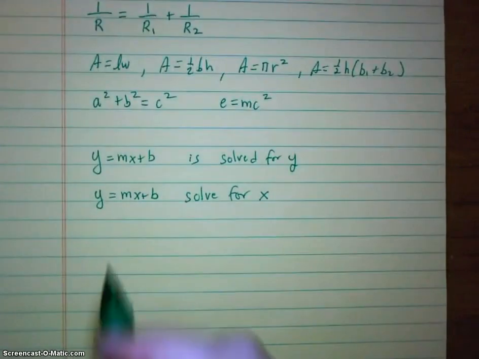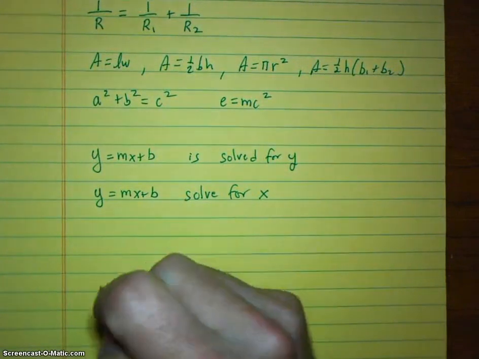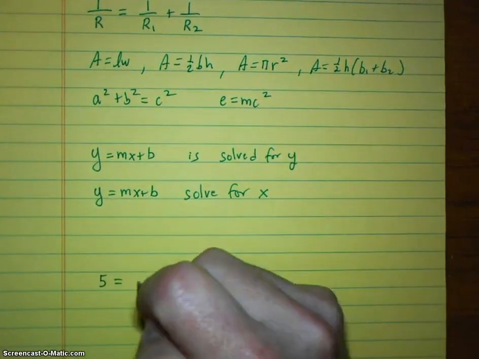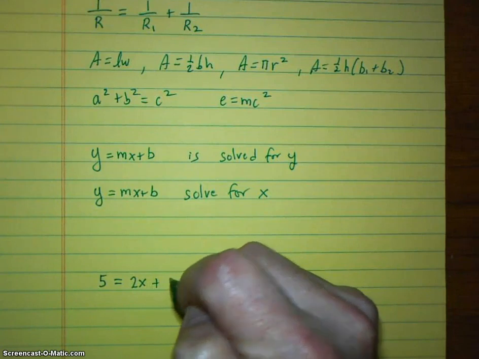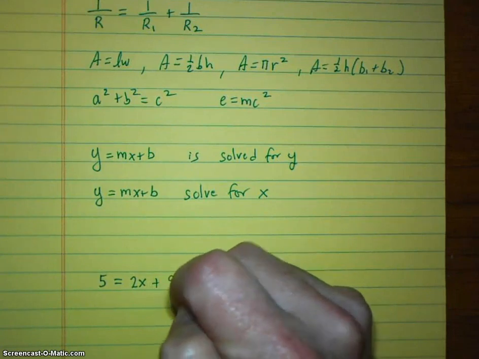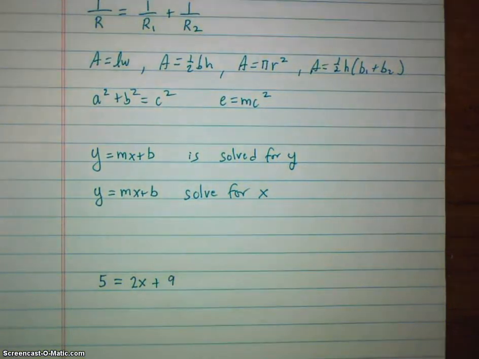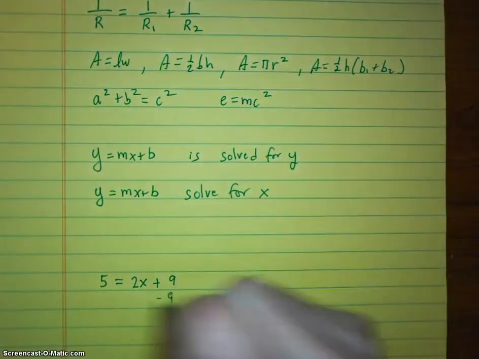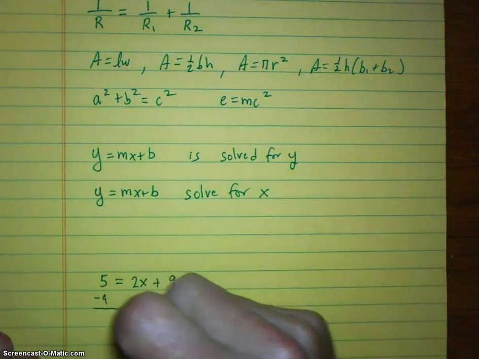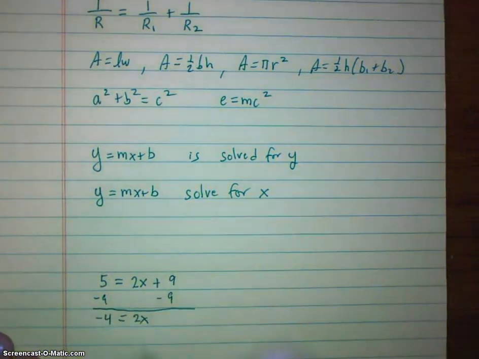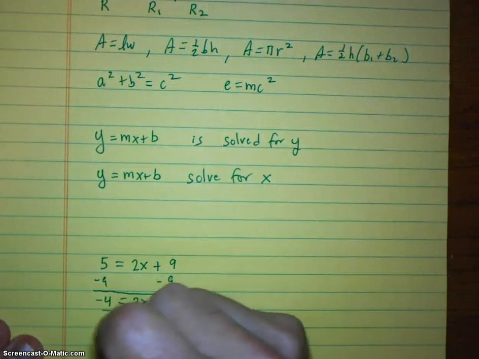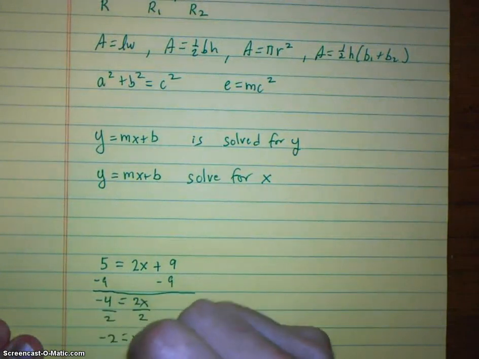So if I gave you this equation, 5 equals 2x plus, say, 9. And I asked you to solve for x. Students wouldn't flinch at that at all. You would tell me subtract the 9 on both sides. Minus 4 equals 2x. And then you would say divide both sides by 2. So minus 2 equals x.